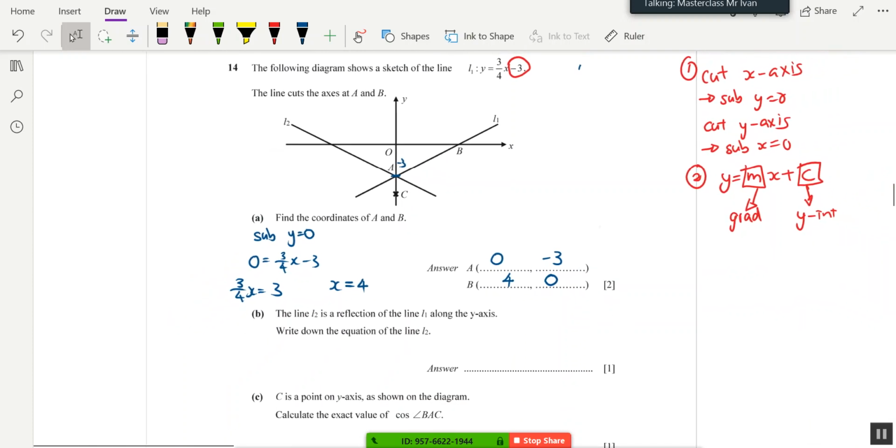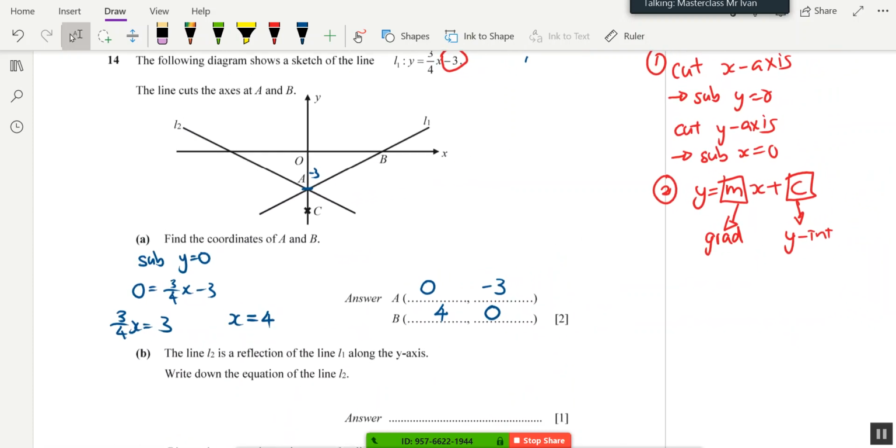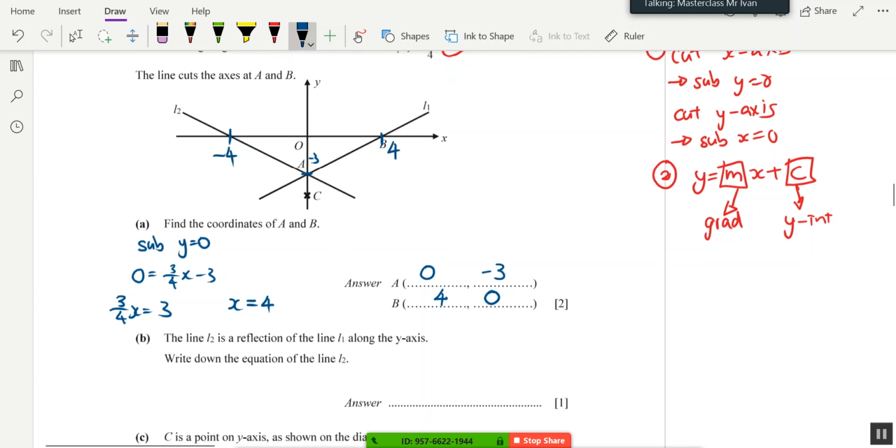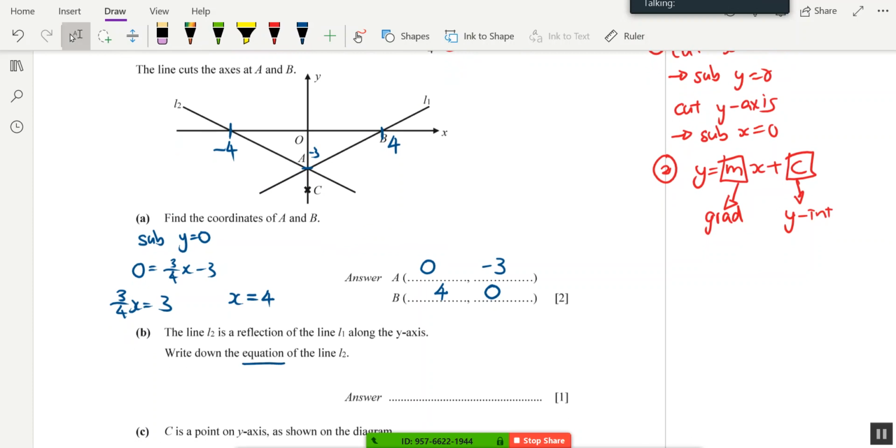Okay, L2 is a reflection along the y-axis. So that means if this guy is 4, what is this guy here, Megan? Here is 4. If it's a reflection, what is that? Minus 4. Jerome, are you here? Yeah. Okay. Write down the equation. Equation means in the form of y equals mx plus c.